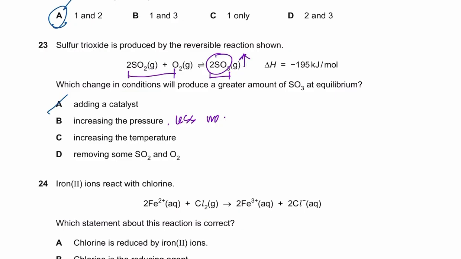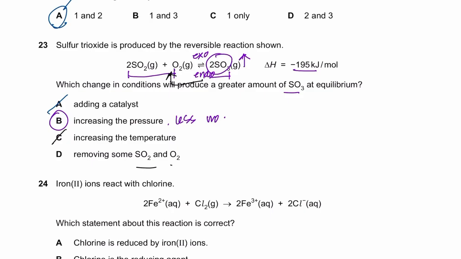So obviously this would have been increased, right? So which would produce greater amount of SO3? Increasing the pressure. Increasing the temperature, this is an exothermic reaction, right? So forward is exo, backward is endo. If you increase the temperature, increase in temperature favors endothermic. That's why the backward reaction is favored. The equilibrium shifts to the left, more reactants are made, and the amount of SO3 decreases, right?